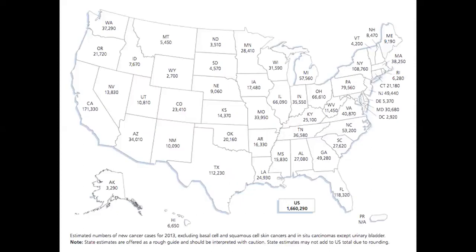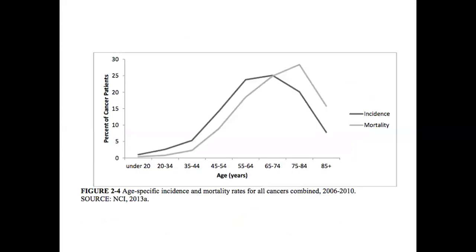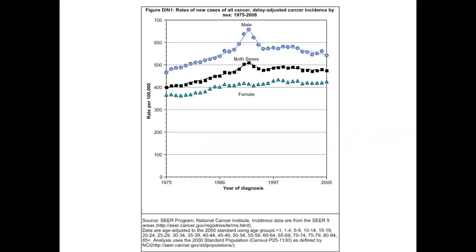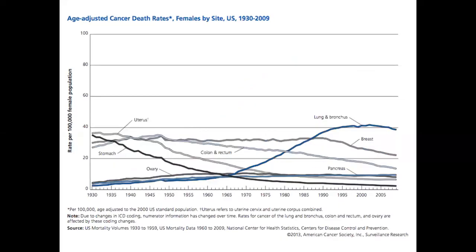Here is a graphical representation that shows the people who suffered with different types of cancer. All cancer combined incidence rate by state, 2010. Here you can see different areas contain different people who suffered with different types of cancer with different probability. Here is another graphical representation, and people at age 85 are more susceptible than young people. Here is also a statistical analysis of the new cases of all cancer, delay-adjusted cancer incidence by sex. All these graphs show the cases of different types of cancer, such as stomach, ovary, uterus, colon, rectum, pancreas, breast, lung, and bronchus cancer.